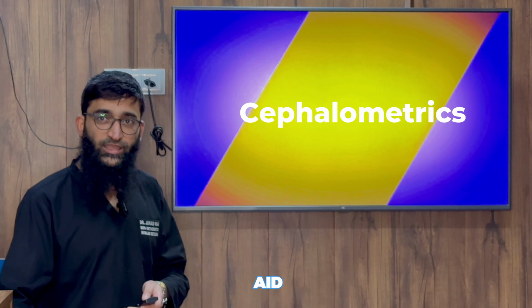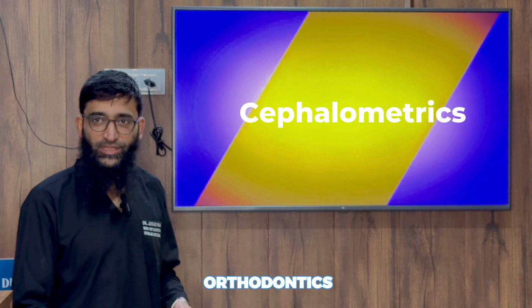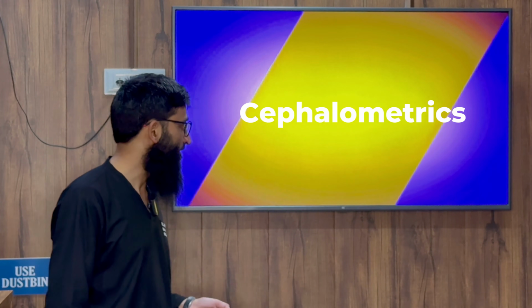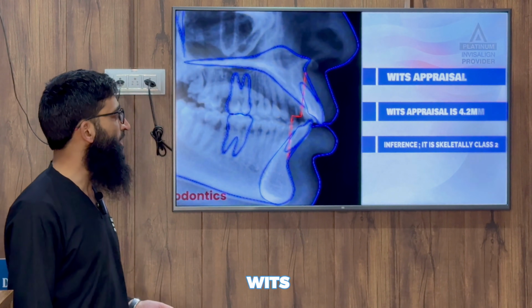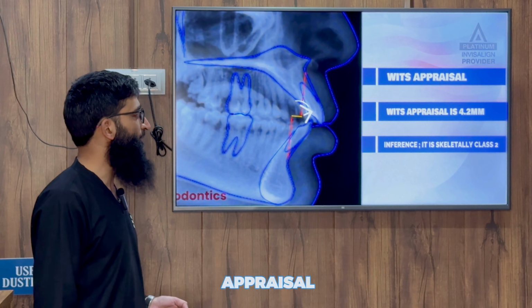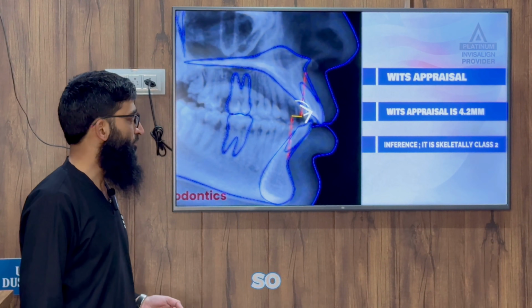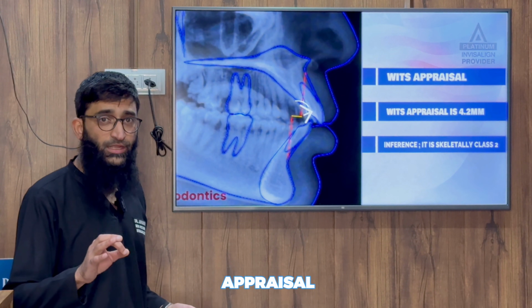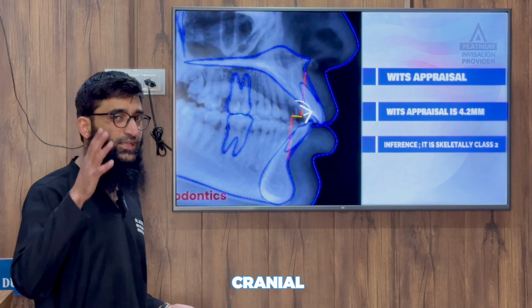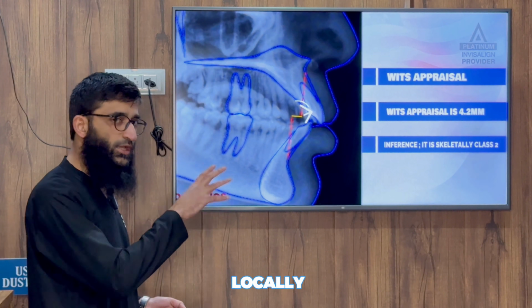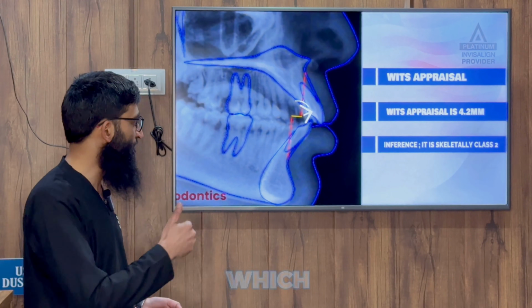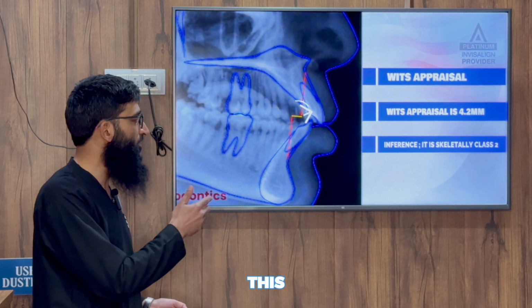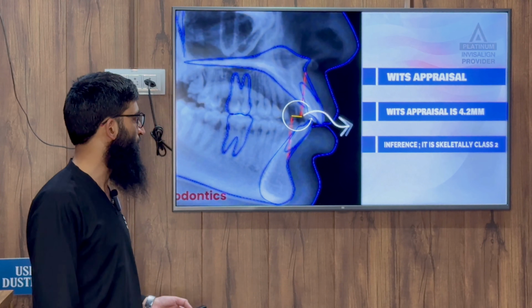Now coming to an important diagnostic aid, which is the bread and butter of orthodontics, cephalometrics. Now let us test this case on cephalometrics. Regarding the width appraisal, it shows 4.2 mm. So it's skeletally class II, because in width appraisal we are not taking the cranial base. It is a locally drawn comparison between the maxilla and mandible, which gives us an inference that this is skeletally class II.